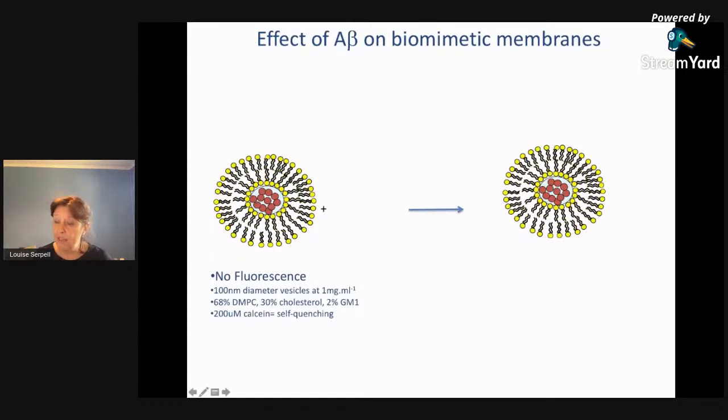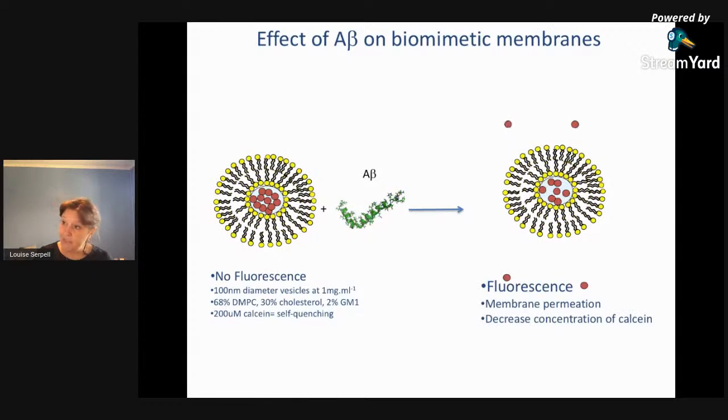So what's shown here is a little lipid bilayer, a large unilamellar vesicle, and within this vesicle are some fluorescent molecules. This is actually called calcein, and it's a self-quenching molecule, which means that when it's within these vesicles, it doesn't have any fluorescence. So what we can do is add amyloid-beta and see what effect it has on these vesicles, and we can measure that using fluorescence.